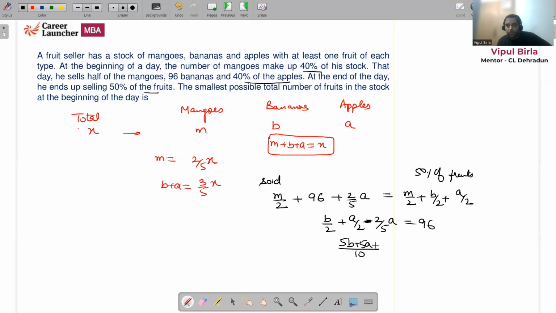5b plus 5a minus 4a is equal to 96. That means 5b plus a is equal to 960. Right, so 5b plus a equals 960. That's the equation.